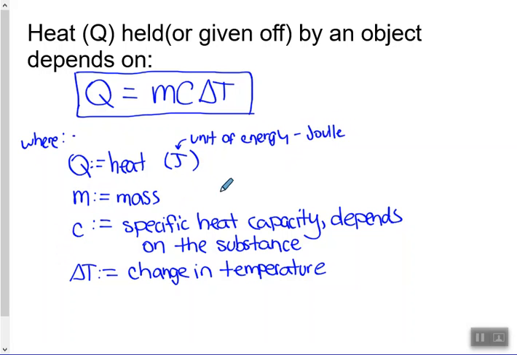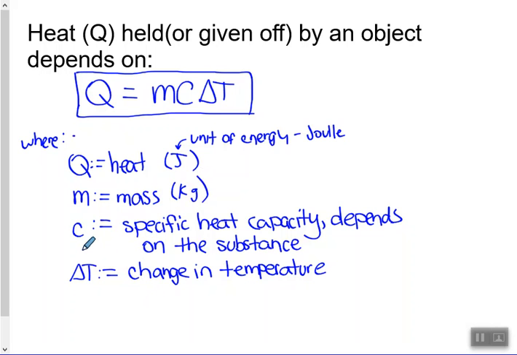Okay. M is your mass. Its units are kilograms. So we're going to have to make sure that we change any masses that are in grams or something else into kilograms. So our mass needs to be in kilograms.